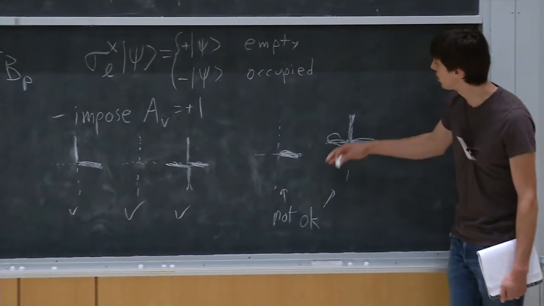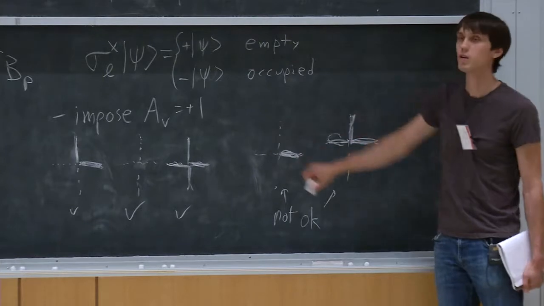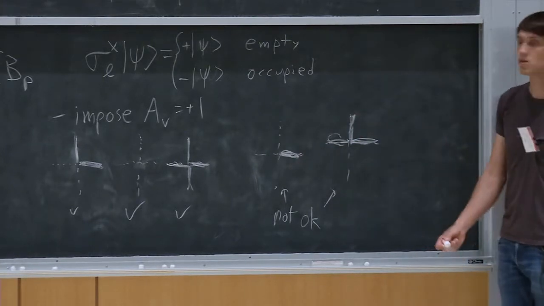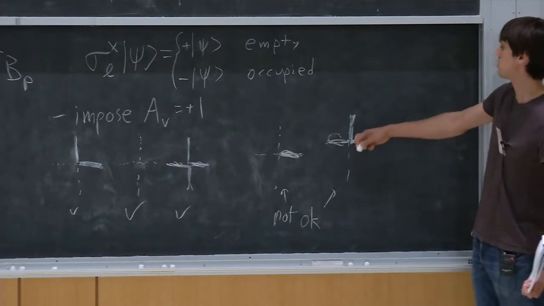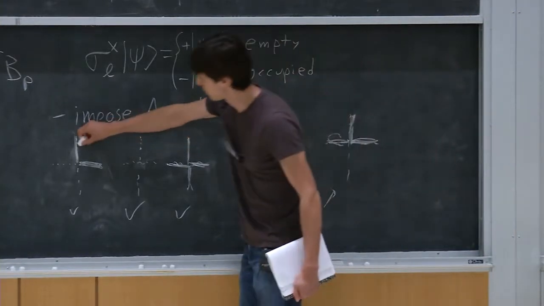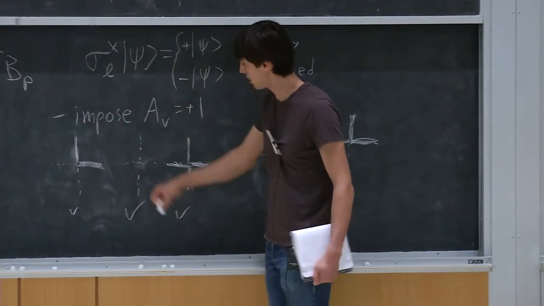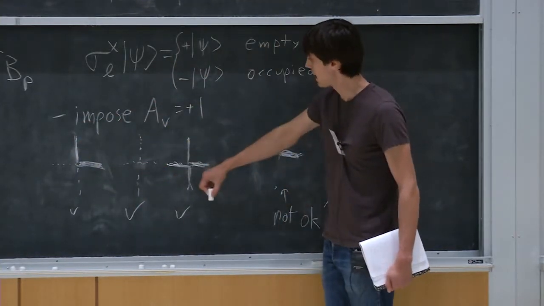Because I've eliminated configurations like this. If I had a configuration like this, then I had an endpoint of a loop, but that's not allowed to appear in the ground state manifold. And similarly, this trivalent junction is not allowed to appear. The only things that are allowed to appear are things like this, with no endpoints, empty vertices, and also things like this.